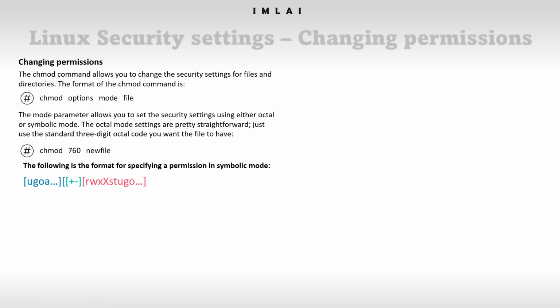Now, instead of using the normal string of 3 sets of 3 characters, the chmod command takes a different approach. The following is the format for specifying a permission in symbolic mode. You can see it on screen. You have 3 sets of characters in 3 square brackets. The first one makes perfectly good sense, doesn't it? The first group of characters defines to whom the new permissions apply.